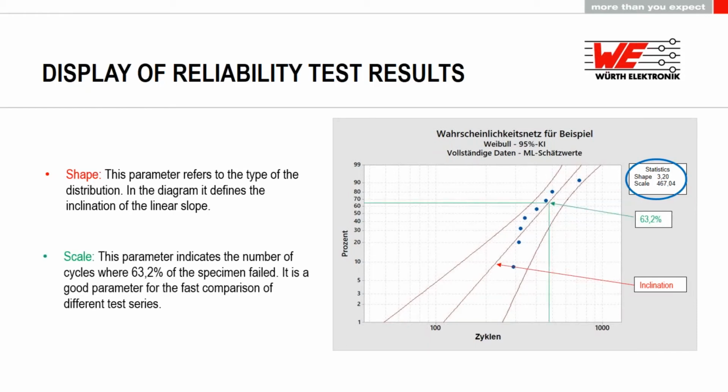The second parameter we have is the scale parameter. The scale parameter indicates when 63.2% of the specimens failed, and it's called the characteristic lifetime. It's a good parameter for a fast comparison of different test series. It's quick and dirty, but for a fast overview, it's very suitable.